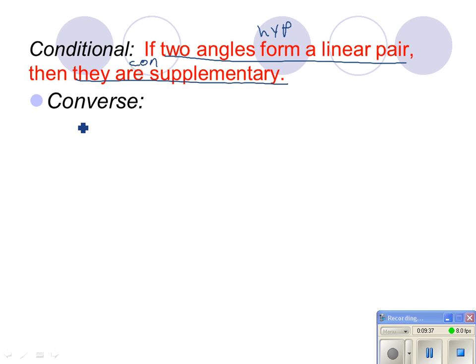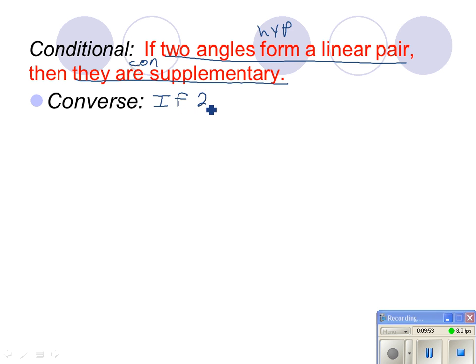Converse, you're going to switch it around. Now it's got to make sense when you switch it around. So you can't just say if they are supplementary, then two angles form a linear pair. It's got to make sense. So that subject, the two angles, we're going to leave it in the first part.